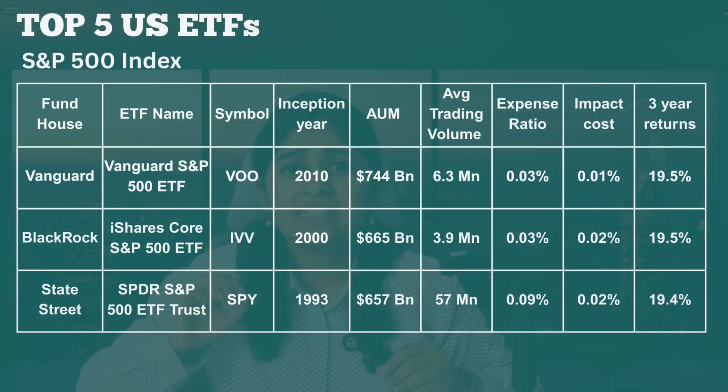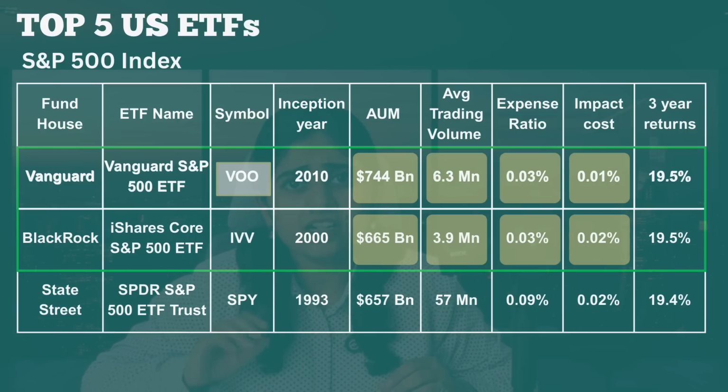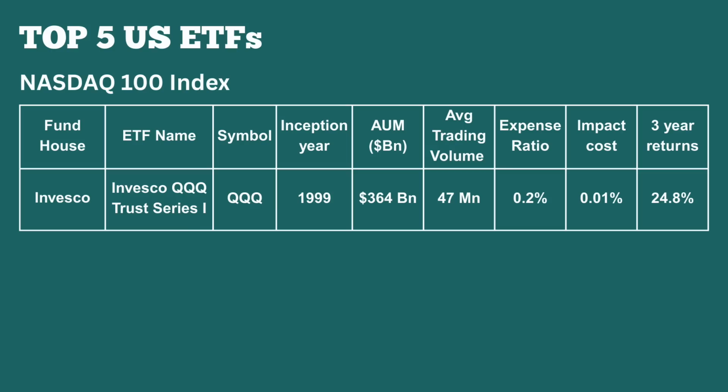But if you see, State Street's SPY ETF has the highest average daily trading volume of 57 million units. In fact, it is the world's highest traded ETF. However, its expense ratio is a little higher at 0.09%. Hence, Vanguard's VOO and BlackRock's IVV seem to be good options for S&P 500 ETF investing based on our evaluation criteria. Next, let's look at investing options for Nasdaq 100 index.